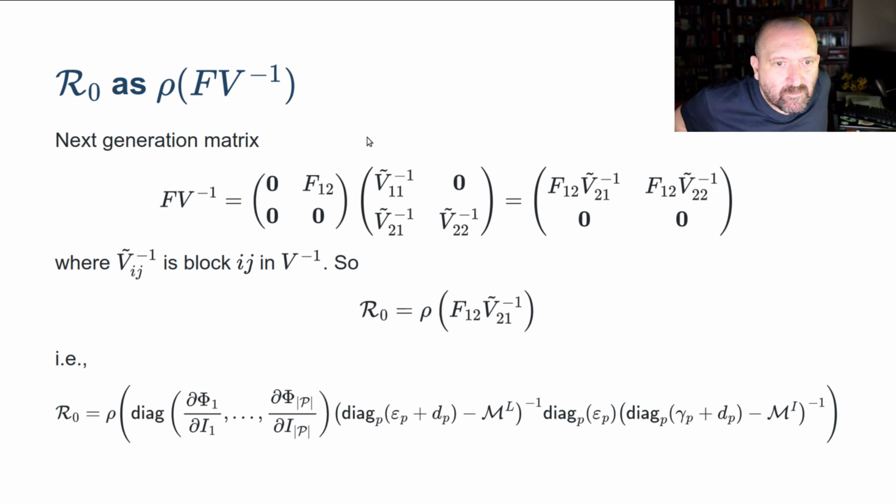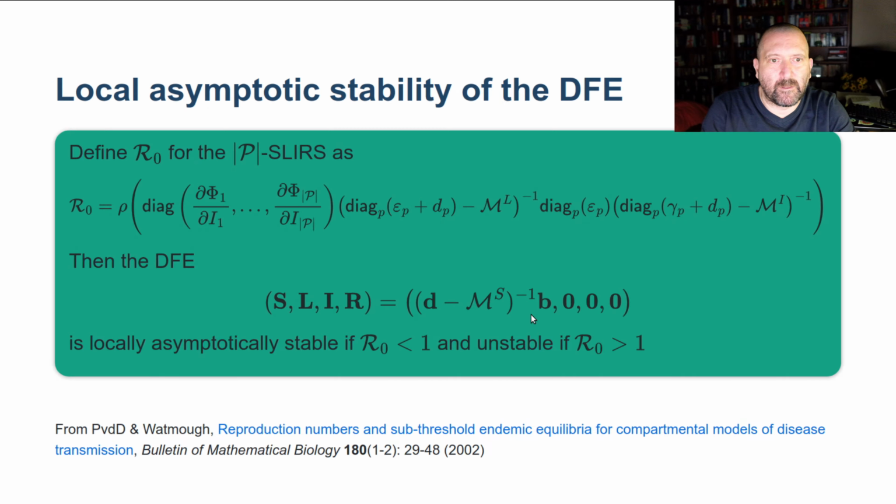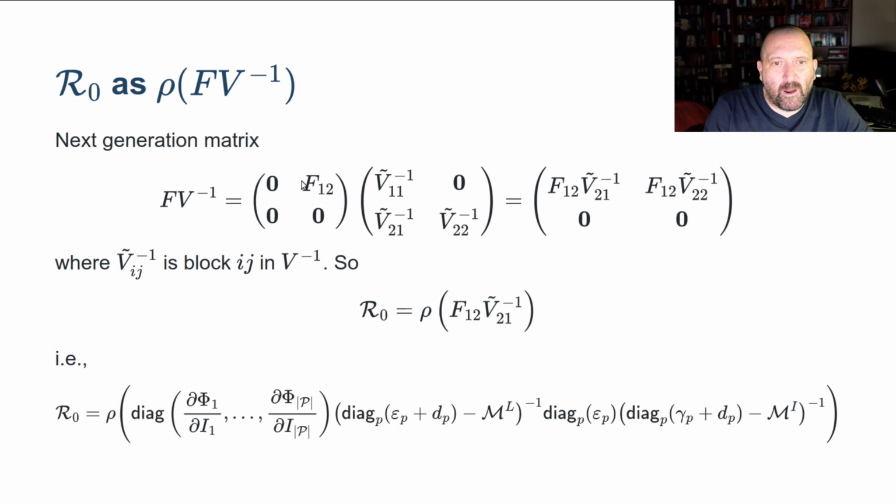And so when we remember, the next step is to compute the next generation matrix FV inverse and to find its spectral radius. So when we compute FV inverse, what we have is this block matrix with just this non-zero block, and V inverse. So here I've denoted V11 inverse and V22 inverse, these blocks here. But when you carry out this computation, what you end up with is this F12 here times V inverse of the non-diagonal block, and F12 times the inverse of this block.